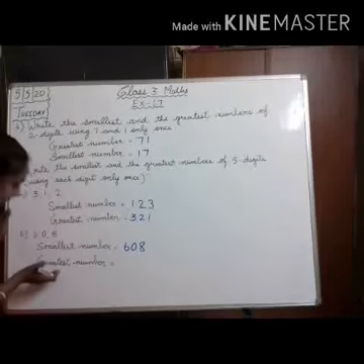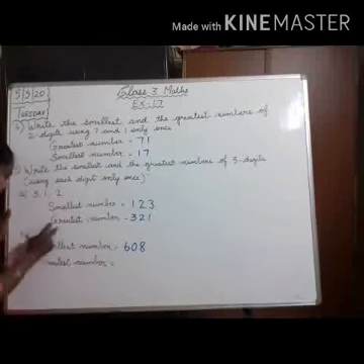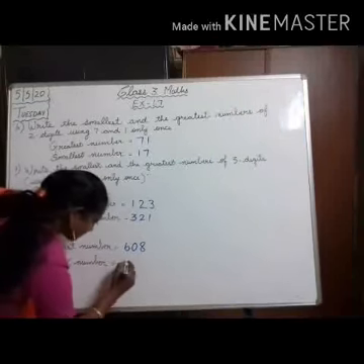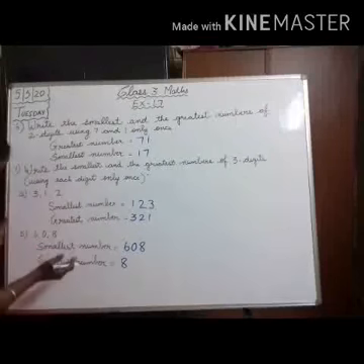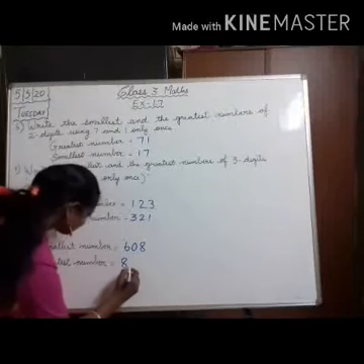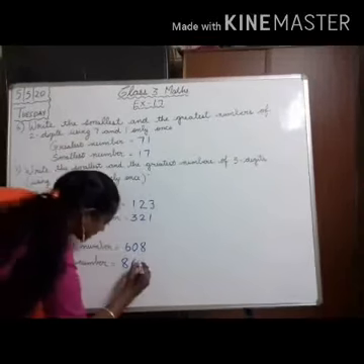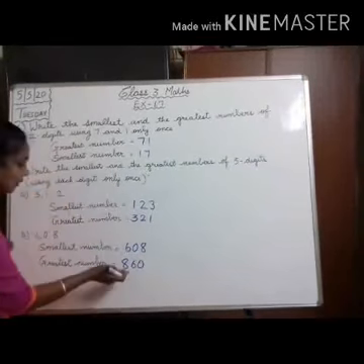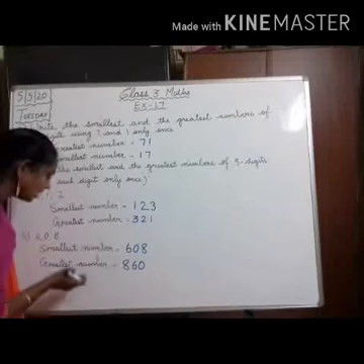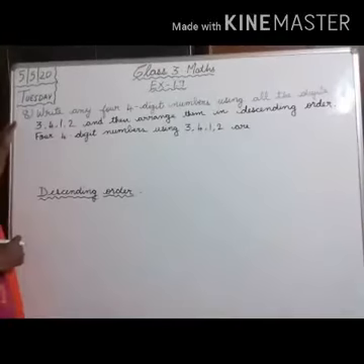Greatest number: which is the big number here? 8. Next, after 8, which is the big number? 6. And the last digit is 0. So 860 is the greatest number here.